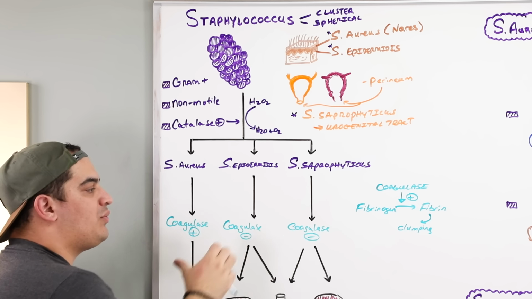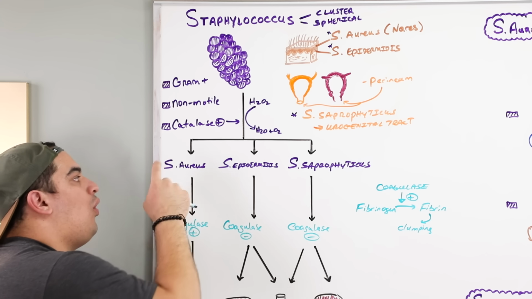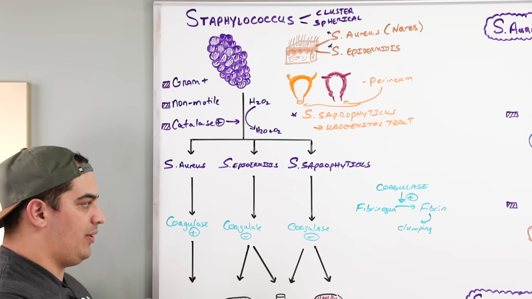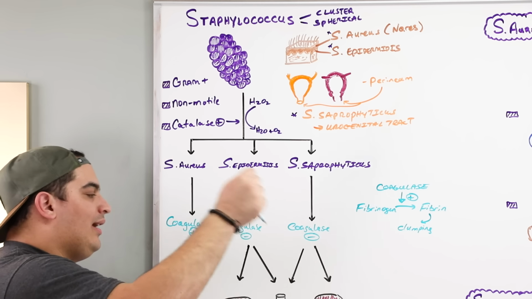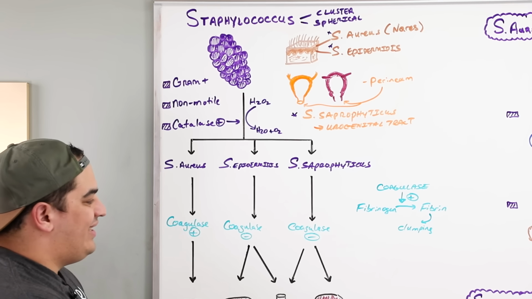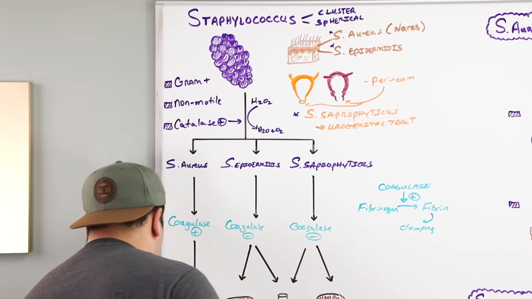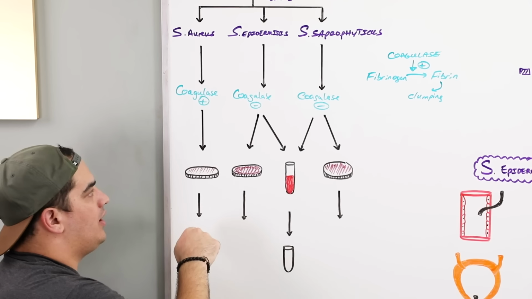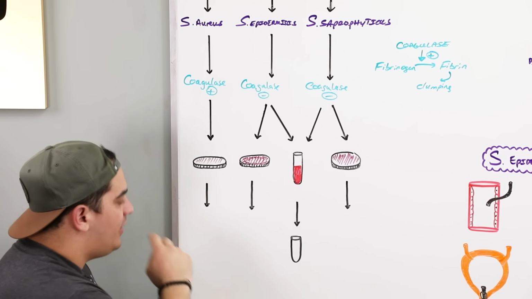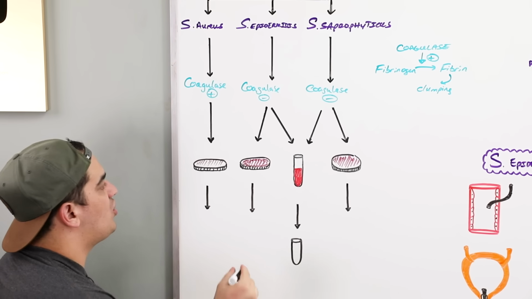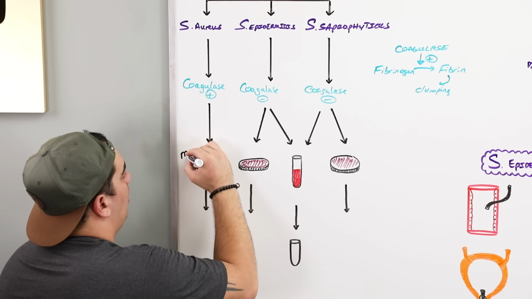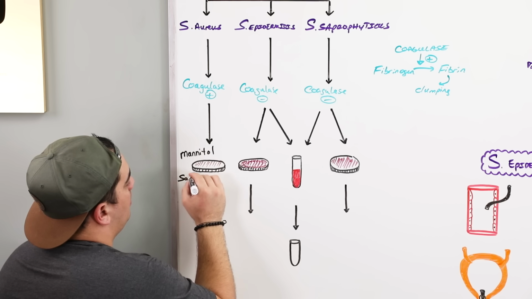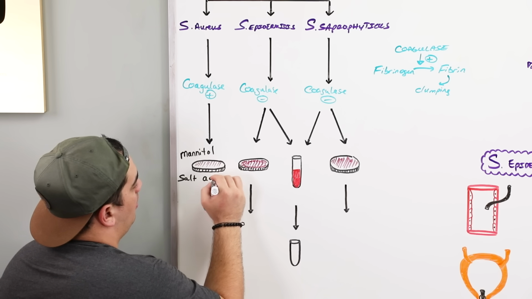So if you put all of these 3 bacteria into a solution of colloid, only this one will lead to fibrin formation and clumping of that solution. Beautiful. The next thing that we can do to continue differentiating these Staphylococci is take Staphylococcus aureus and put it into something called a mannitol salt agar. You're like, what the heck? So you can put it in this thing called a mannitol salt agar.